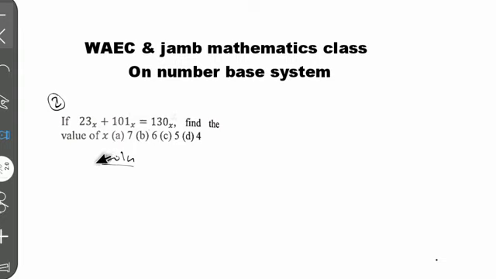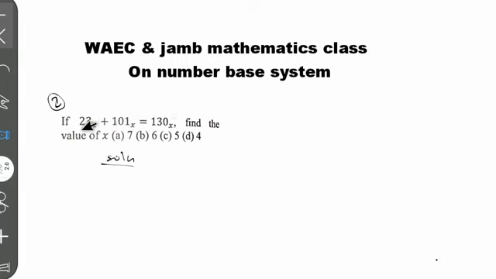Let me quickly list it. The first one is converting from other bases to base 10. The second one is converting from base 10 to other bases, while the last one is converting from other bases to other bases. These are the three conversions we have in the number base system. Do you get it now? If you get it now, let's dive in.